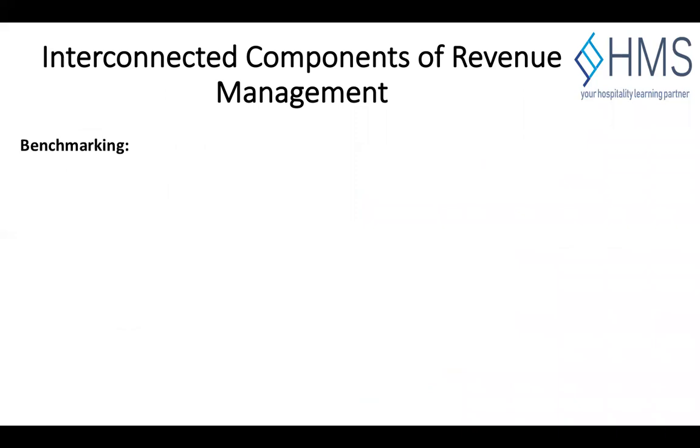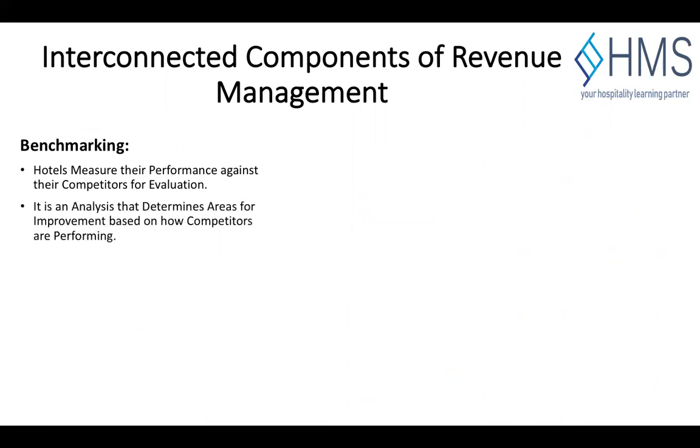Now, moving forward, benchmarking is another essential tool. Benchmarking involves measuring and evaluating the performance of one hotel against its competitors. Now, there are several competitive sets that are also involved in this regard. Benchmarking, defined more specifically, would include an analysis which determines areas for improvement based on how competitors are performing. The criteria of benchmarking could also include prices.